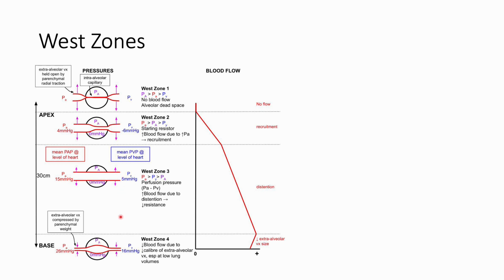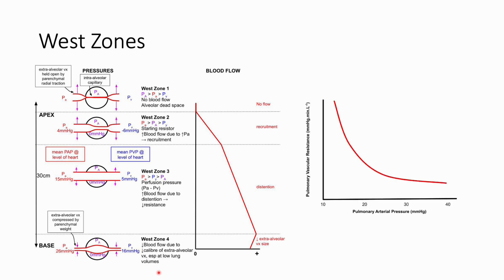And distension is occurring mainly in West Zone 3, where the increasing intravascular pressures going towards the base will distend the capillaries, increase their radius, and therefore reduce their vascular resistance. So the increase in blood flow doesn't have to do with a change in perfusion pressure. It has to do with a reduction in vascular resistance. And so we're applying this concept regionally, going from the apex to the base, but it also applies to the lungs as a whole. And this is why, as pulmonary artery pressure increases, it's associated with a reduction in pulmonary vascular resistance because of increasing recruitment and distension.